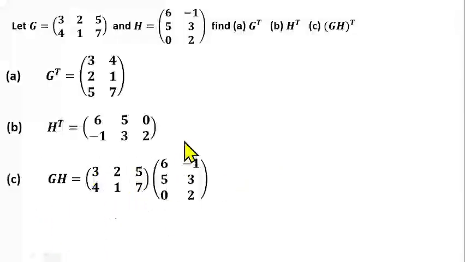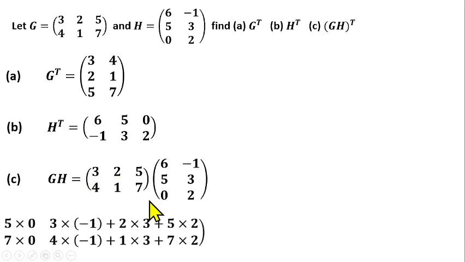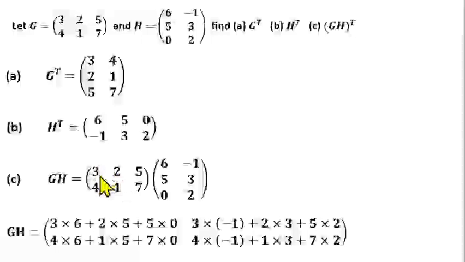So matrix G to multiply matrix H, the question is, can they multiply? Is the condition for multiplication of matrices satisfied? Yes, it is satisfied. We have 3 elements in the row, 3 elements in the column, so that means they can multiply. So if you multiply them out, let's go about it. The row will multiply the column. So 6 times 3 plus 2 times 5 plus 5 times 0. Then the row will also multiply the column here. You have 3 times minus 1, 2 times 3 plus 5 times 2.